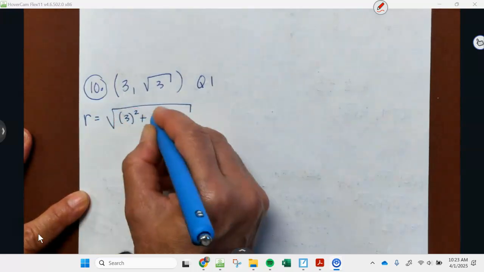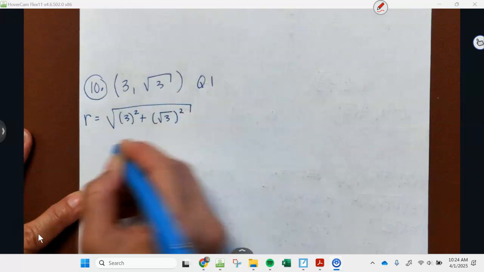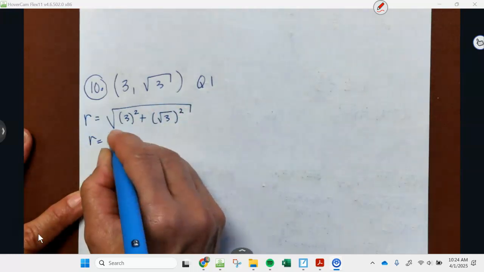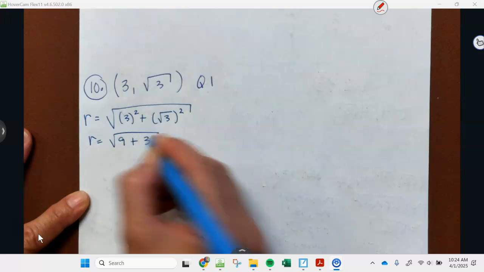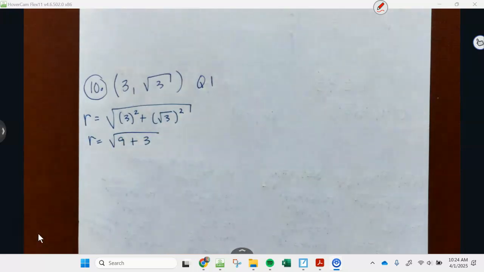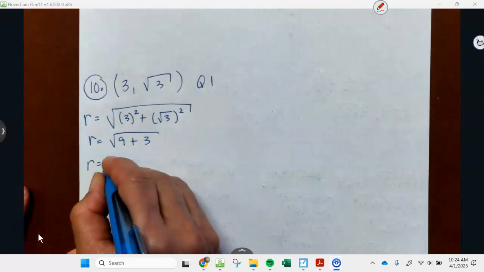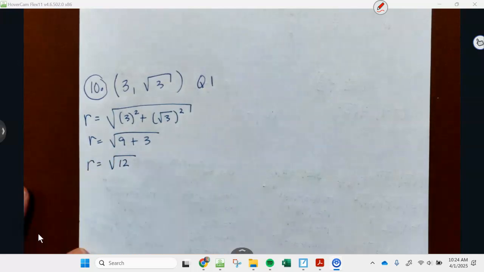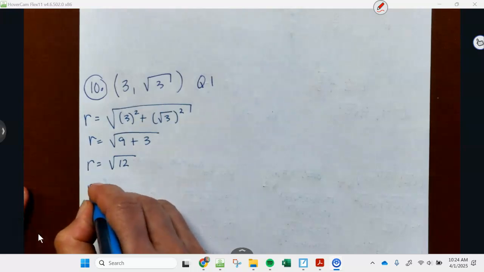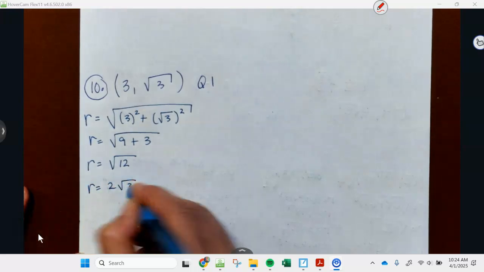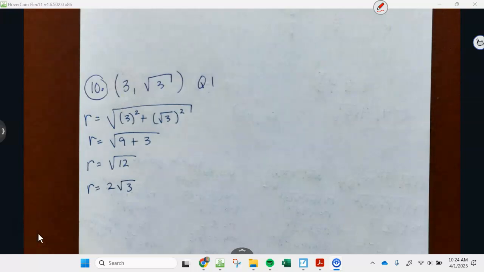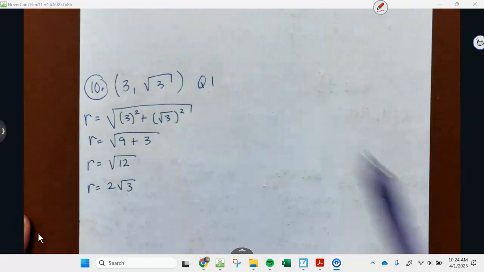Here we go with finding our r value. X squared and y squared. Ooh, so our r value is the square root of 12. Y'all, there's a perfect square in 12. That's 4 times 3. Here we go. All right, there's our r value. Now let's try to find tangent.